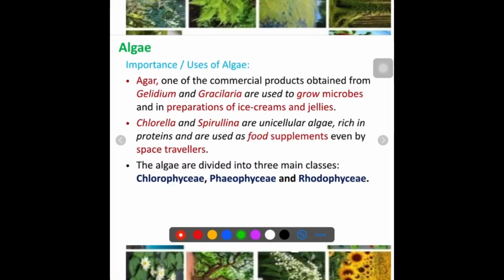In the previous session, we have seen that the algae can be categorized or even subdivided into 3 classes. So which are the main 3 classes of algae? First class is called as Chlorophyceae. The second one is called as Phaeophyceae. And the third one is called as Rhodophyceae. Remember students, these are the 3 main classes of algae: Chlorophyceae, Phaeophyceae and Rhodophyceae. We have to discuss each one in detail and they are very much important from examination point of view.